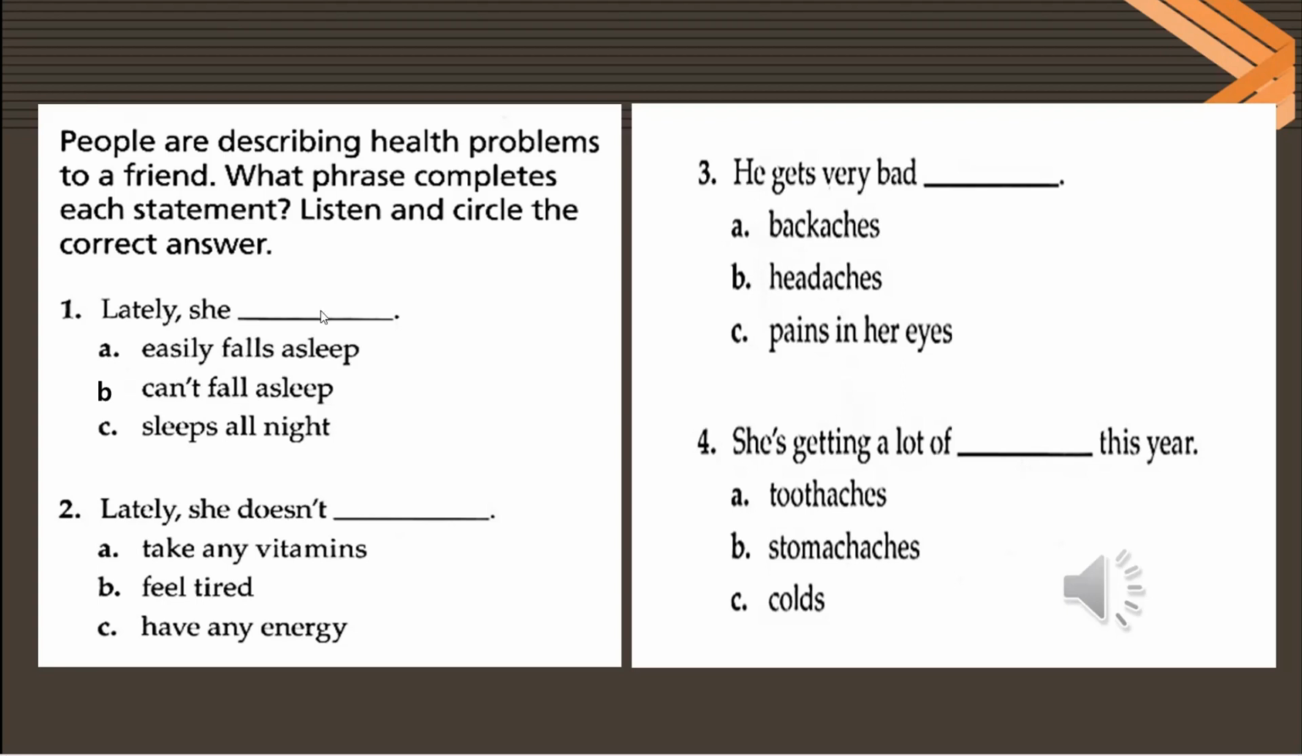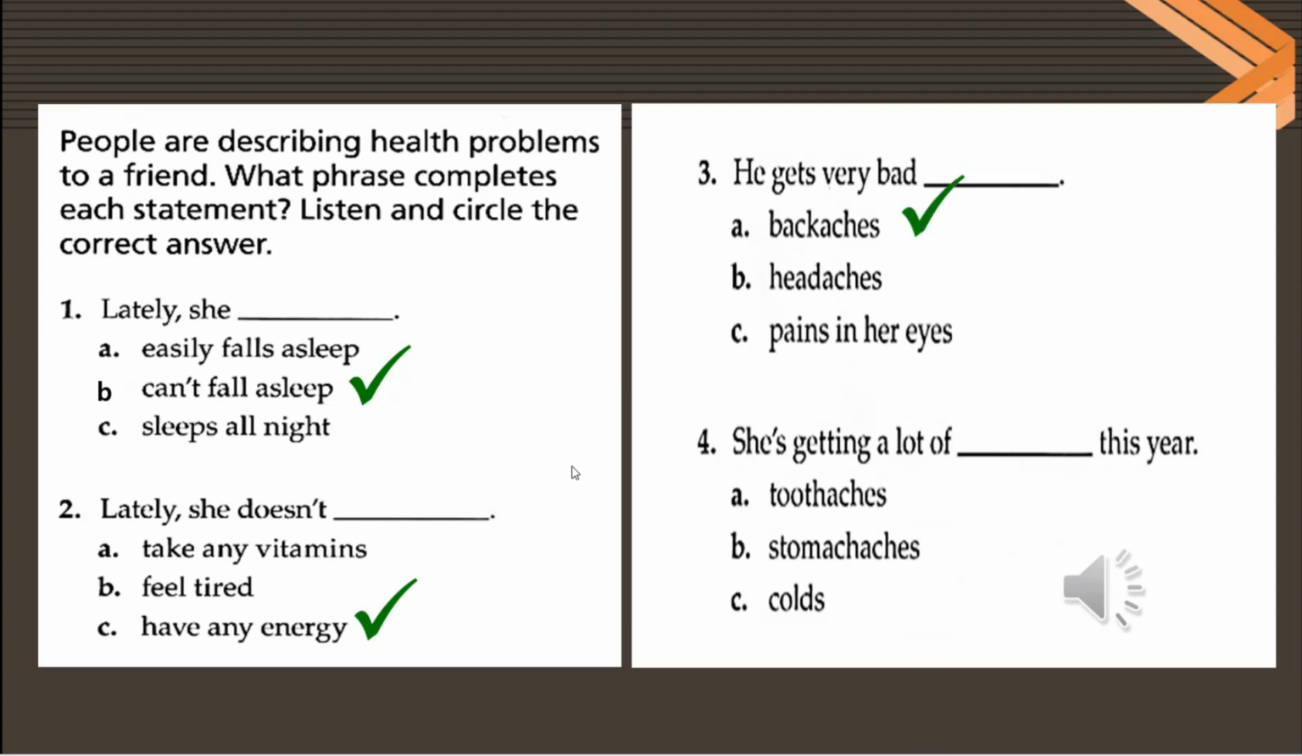Okay, students, now we are going to choose the correct answers related to the continuing statement of each person about the problems that he or she told to his or her friend. Okay, for number 1, the correct answer will be B. Yeah, she cannot fall asleep, gak bisa tidur. And then for number 2, what is the problem? She doesn't have any energy. Okay, nggak punya daya gitu ya, lemes gitu ya.